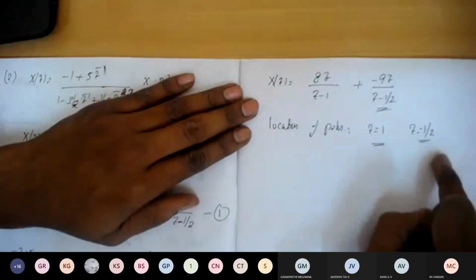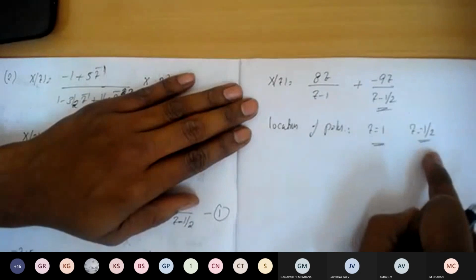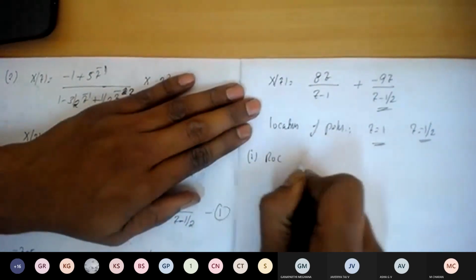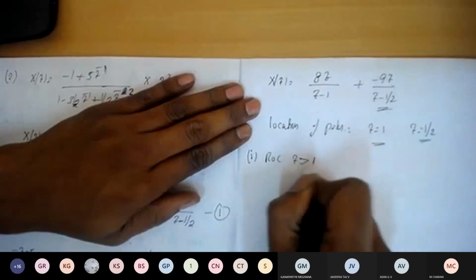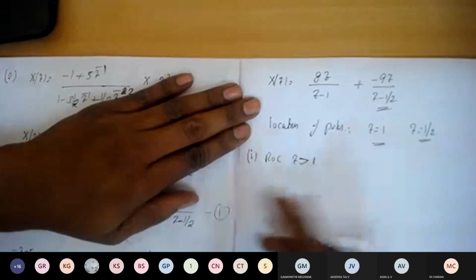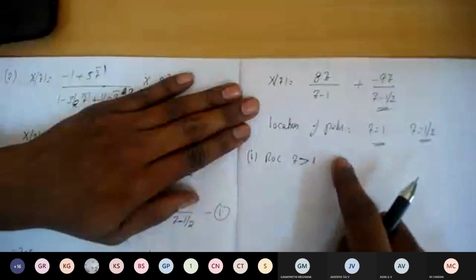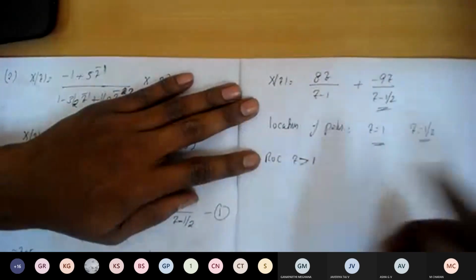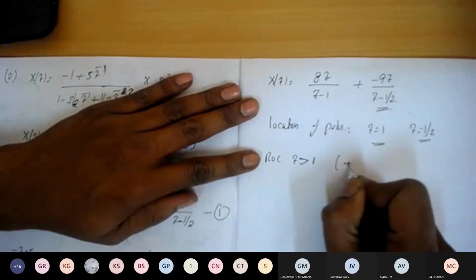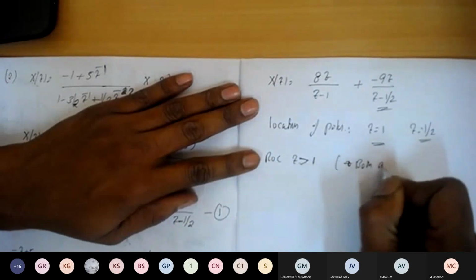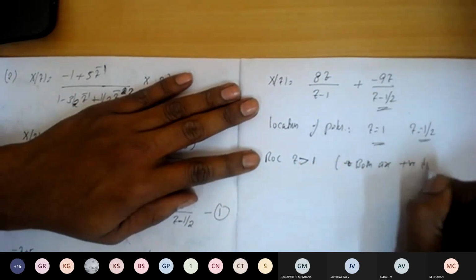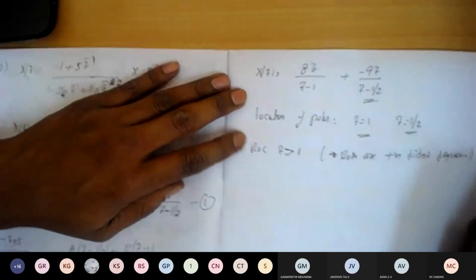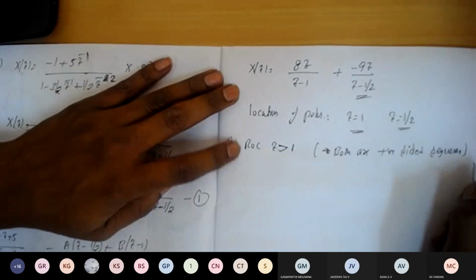Similar to the previous problem, here also three different ROCs will exist. The first ROC is |z| greater than 1. In the problem it is not given, I am just considering the three different cases of the ROC. ROC |z| greater than 1: both are nothing but positive sided sequences, or right sided sequences.